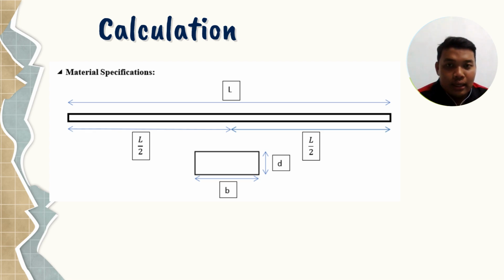Right, now we move on to the calculation part. So as you can see here, it is the material specification. So we have here the length of the bar, the base, and the depth. In our group, we studied three types of bars, which are brass bar, steel bar, and aluminium bar.